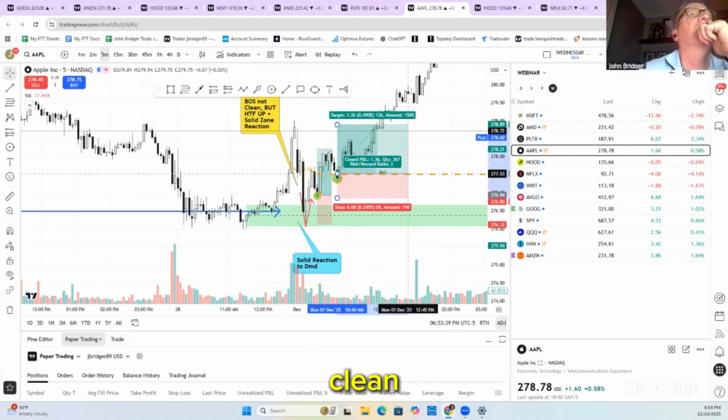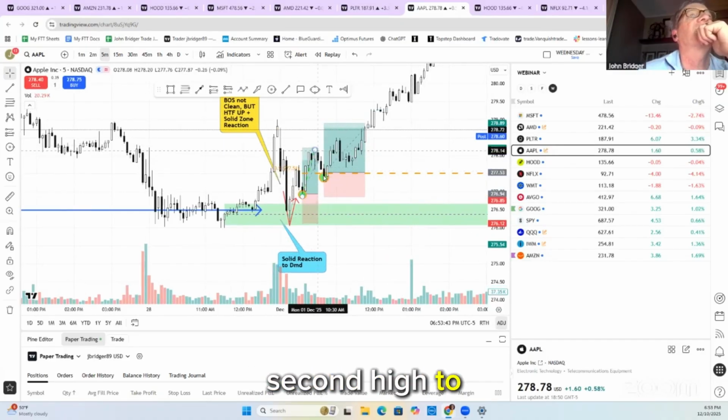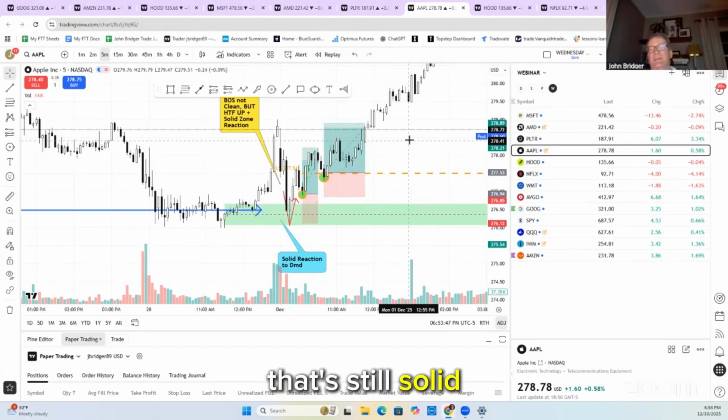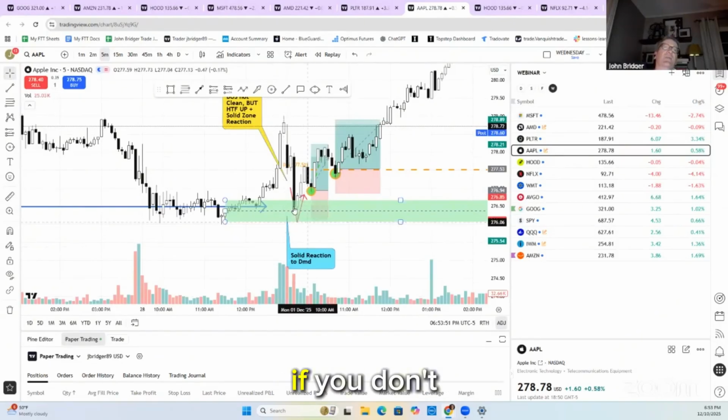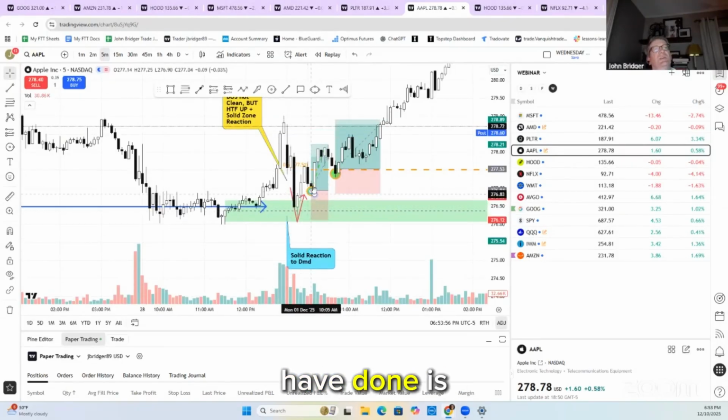If you wait for a cleaner break of structure, you could have waited for this second high to form, get on the retrace, and that's a 2-hour trade. That's still solid. Does everybody see that? So if you want a cleaner break of structure, wait for a second new high to form, get in on the retrace for that high, use that 50% retrace low as your stop, and that could have been a winning trade there.